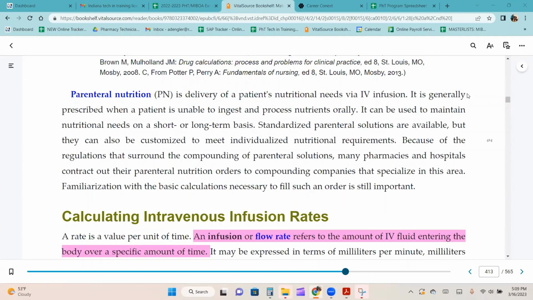Parenteral nutrition is delivery of a patient's nutritional needs via IV infusion. It is generally prescribed when a patient is unable to ingest and process nutrients orally. It can be used to maintain nutritional needs on a short or long-term basis.